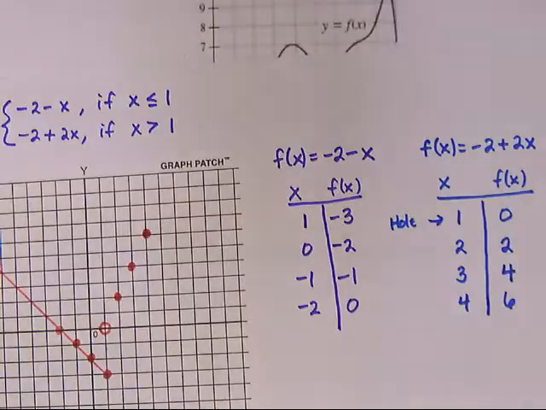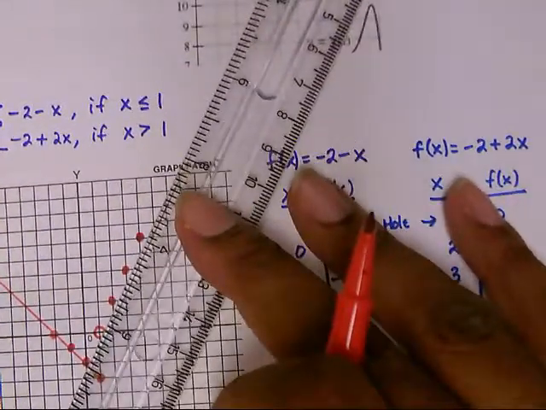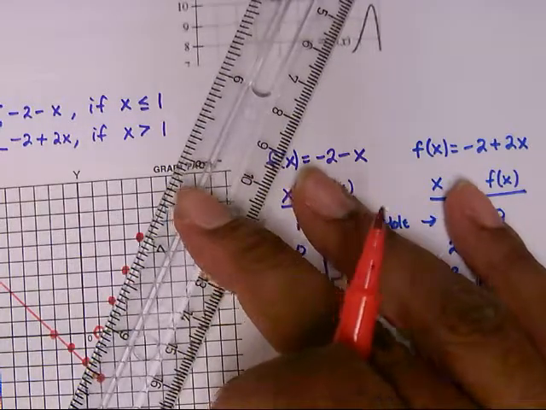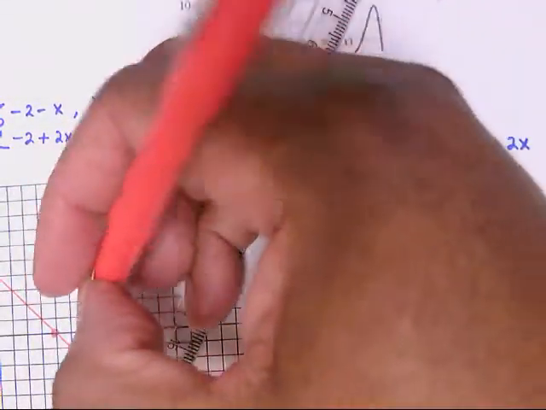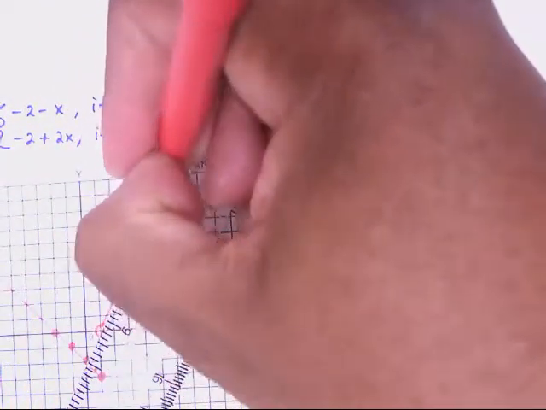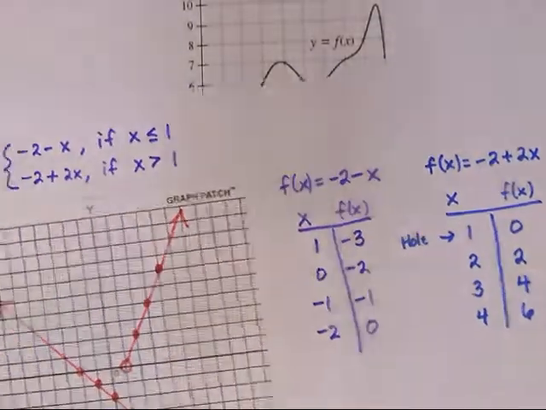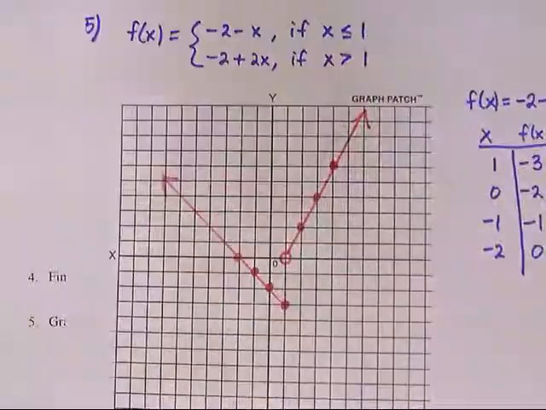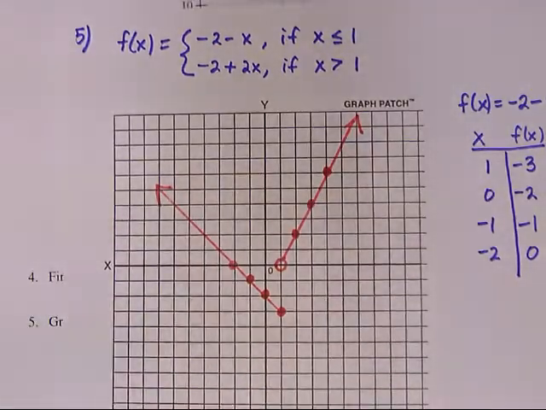Okay. So this part right here represents the graph of the other part of that function. Okay. So this represents the graph of the piecewise function f of x equal to -2 minus x if x is less than or equal to 1, and -2 plus 2x if x is greater than 1.